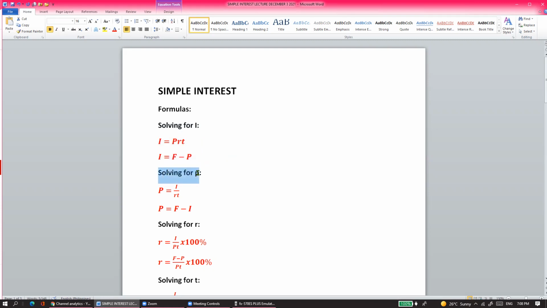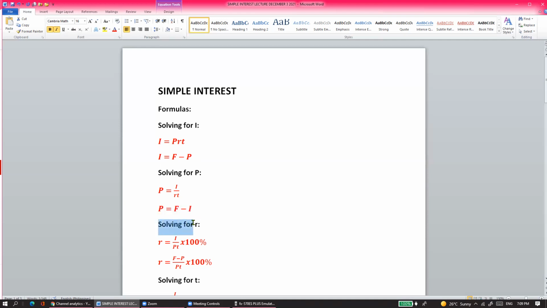And then followed by how to solve for the principal P. So kailangan capital P yan. Okay, P is equal to I over RT. And of course, we also have this another formula for P. P is equal to F minus I. Or we can say that principal is equal to full amount minus the interest or simple interest I.